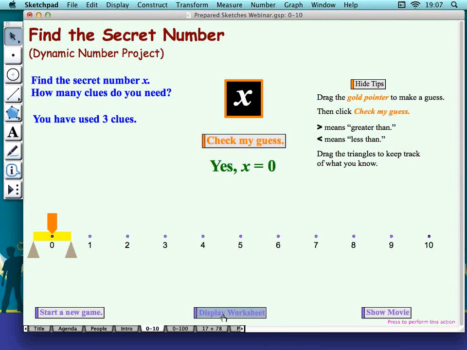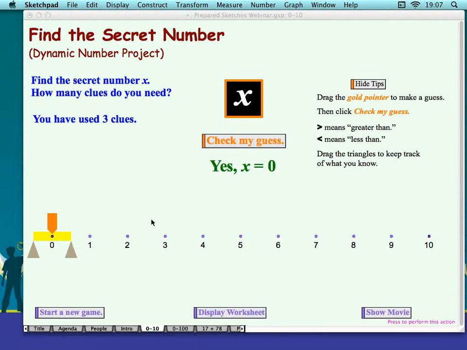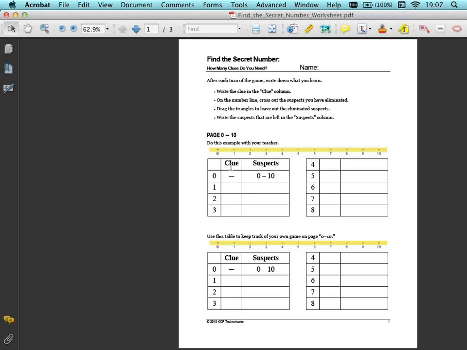The worksheet actually has a set of boxes for me to keep track of these things in. So I would write down as I'm going. For instance, on this last one, I should cross out the 8, 9, and 10 on the worksheet. When I eliminated those numbers, I should write down the clue that I got here, the x less than 8, indicate that the remaining suspects are from 0 to 7.